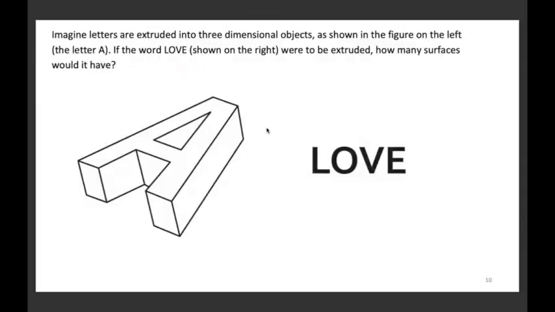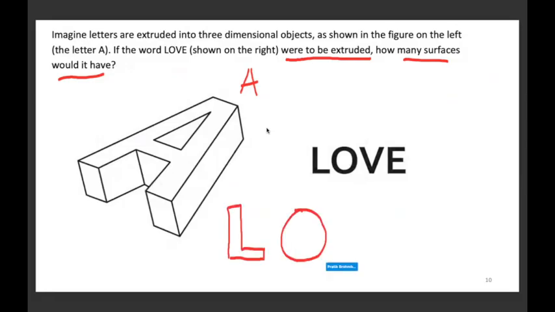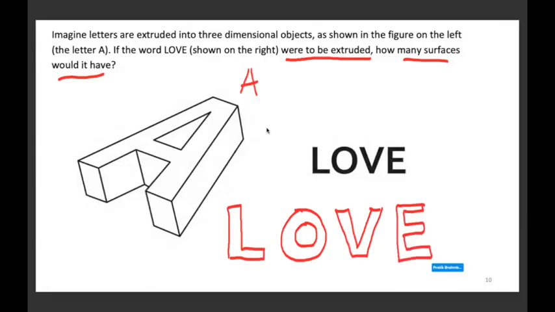Imagine letters are extruded into three-dimensional objects, as shown in the figure on the left with the letter A. If the word LOVE were to be extruded, how many surfaces would it have? Okay. Now let's start letter by letter. When you're extruding, the edges of the letters, meaning the lines of the letters, actually become the vertical surfaces. So we'll just count how many edges there are in all the letters.